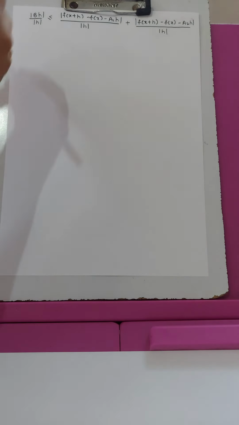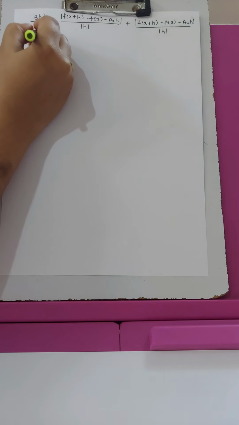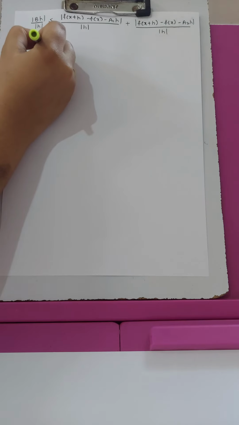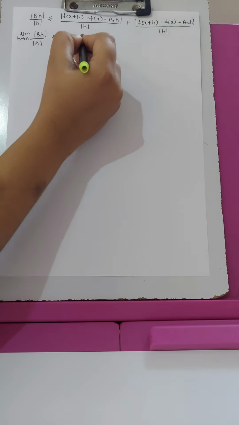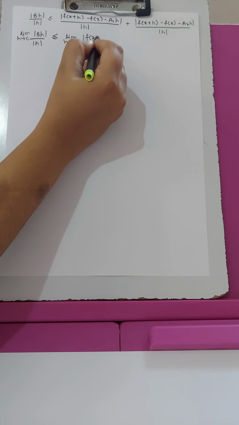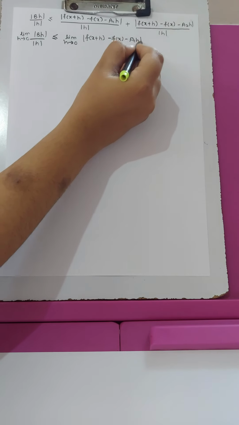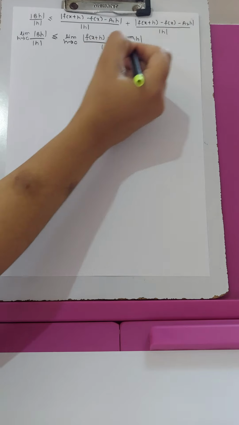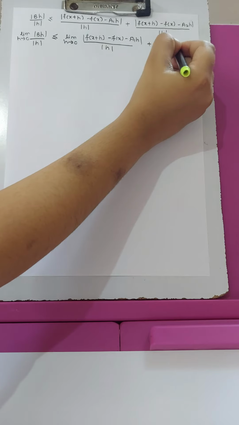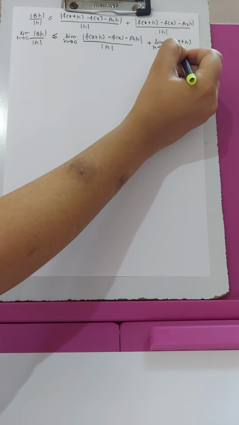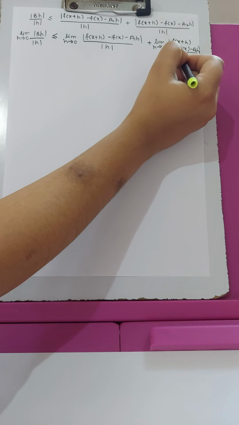Now taking limit h tends to 0 on both sides, we get limit h tends to 0 mod of bh upon mod h less than or equals to limit h tends to 0 mod of f of x plus h minus f of x minus a1 of h upon mod h, and again limit h tends to 0 mod of f of x plus h minus f of x minus a2 of h upon mod h.